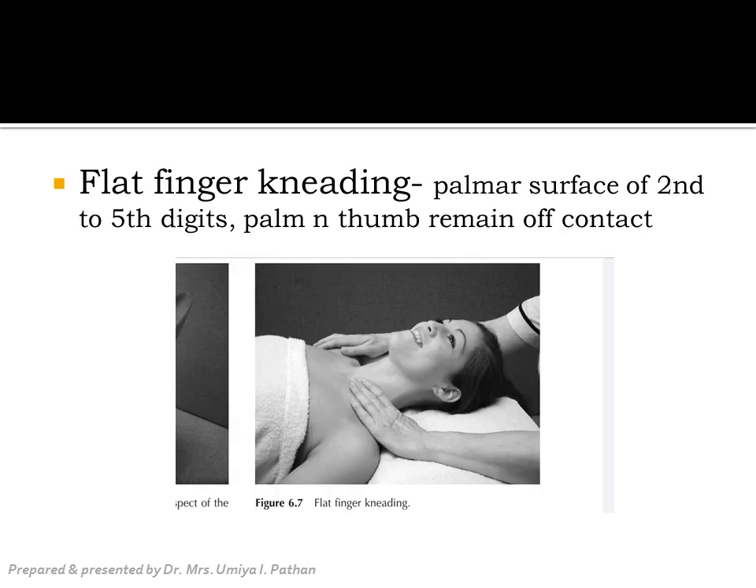The third type is flat finger kneading. If therapists use only fingers, that is called flat finger kneading. This is performed with the palmar surface of the second to fifth digits, while the palm and thumb remain off contact. This is often used to work on less muscular or poorly padded areas.